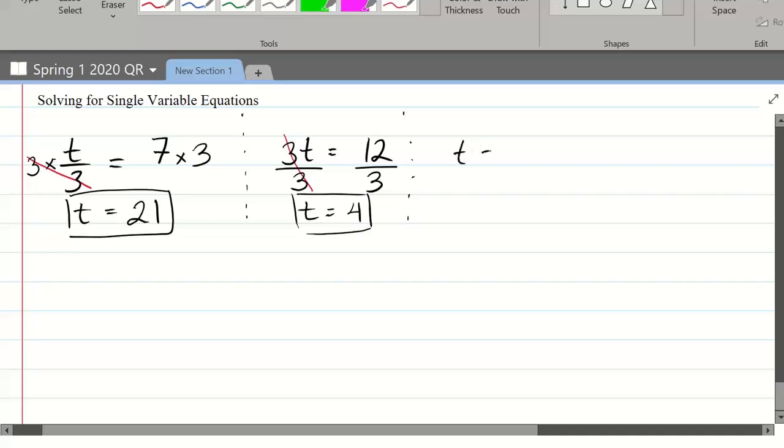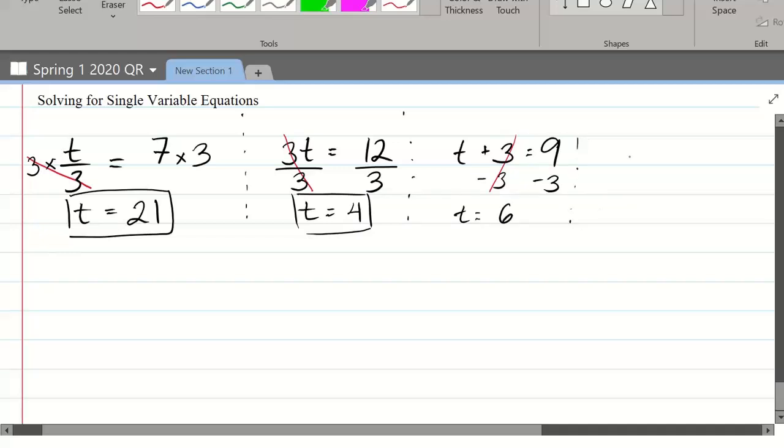Again, let's try another one. Since we're sticking with the 3, let's just continue. T plus 3 equals 9. How do we get rid of the plus 3? We do minus 3 on both sides, which gets rid of the 3. T is equal to 6.